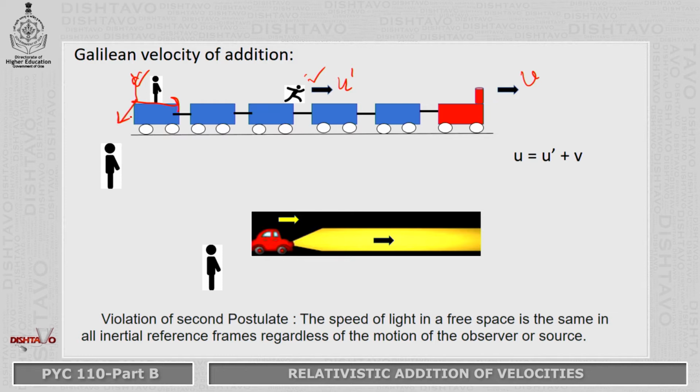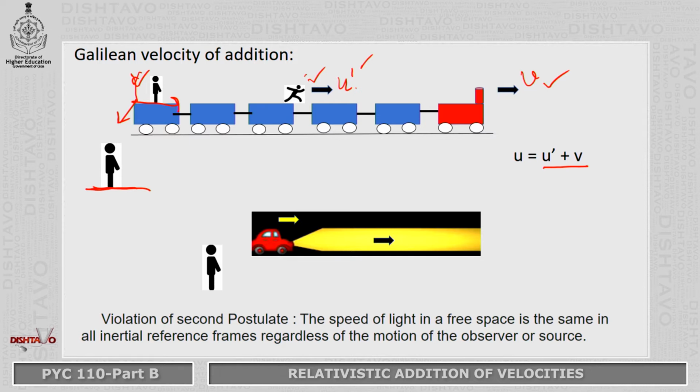He will certainly measure the same, but how much velocity is an observer on the platform or beside the track going to measure? What Galilean velocity addition tells us is that it will be the sum of u prime, the velocity of the person, plus the velocity of the train. So, he will measure the velocity of the person as u equal to u prime plus v, and these results are acceptable in a realistic situation.